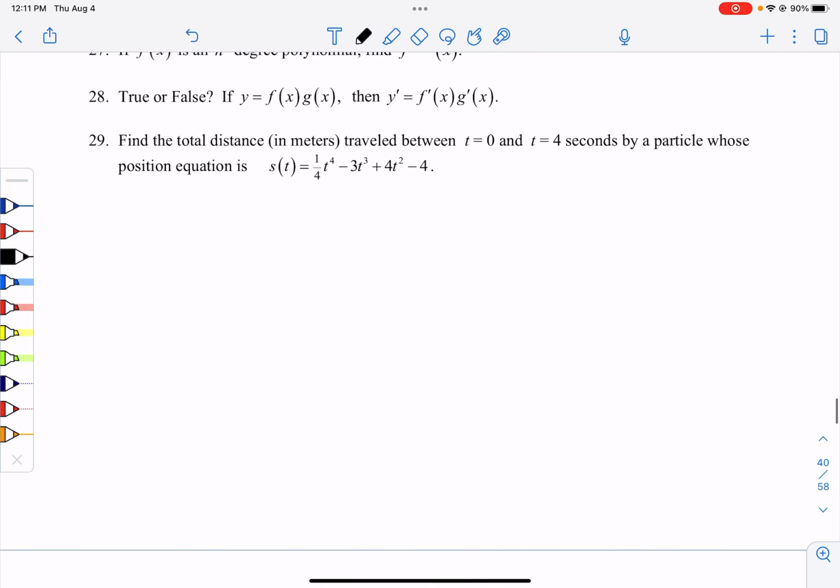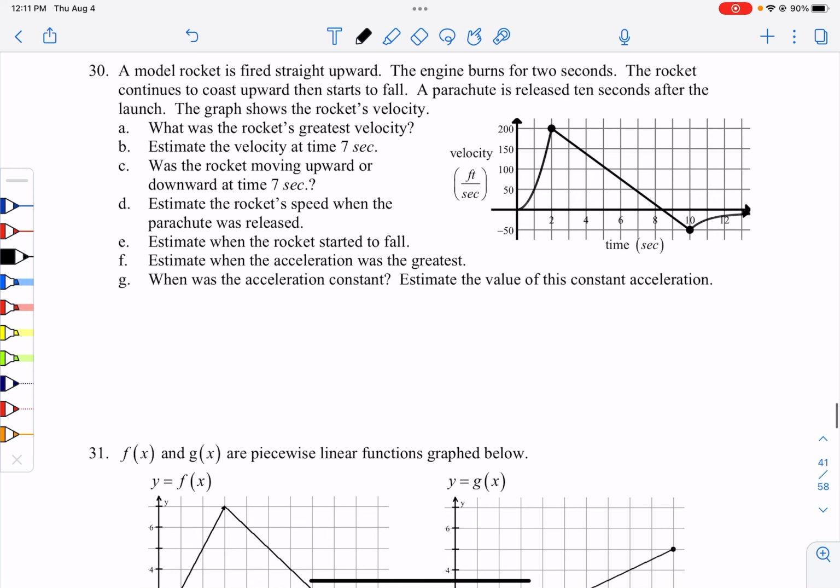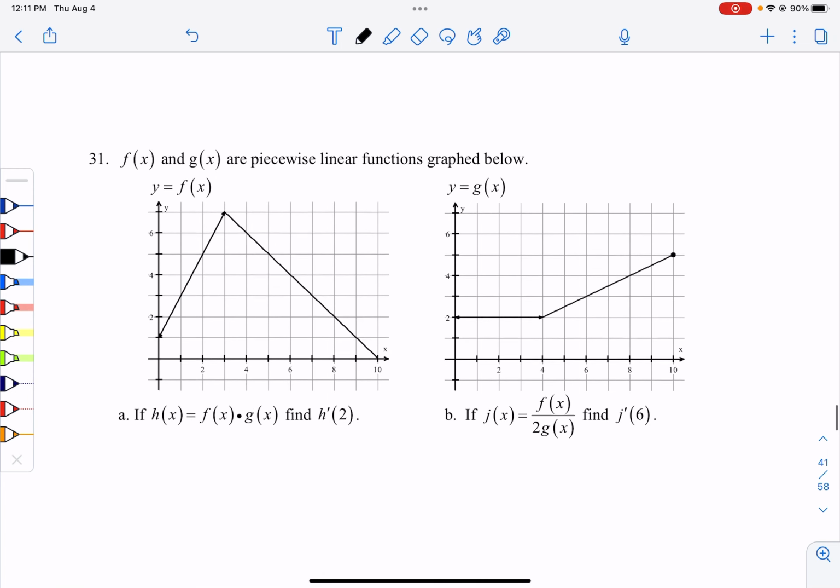Again, I know it's a longer homework, but these are all review topics that I need you to get better and better at. And you don't get better if you don't practice it.